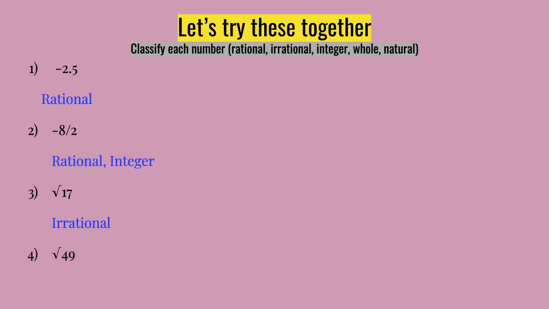Square root of 49. What number times itself gives me 49? Most of us are going to be able to identify that it's a 7. So 7 is a rational number. I can put it in fraction form. It's an integer. It's a whole number. And it's a number that I count with, or a natural number. So for the square root of 49, I should be able to list all four of those categories.